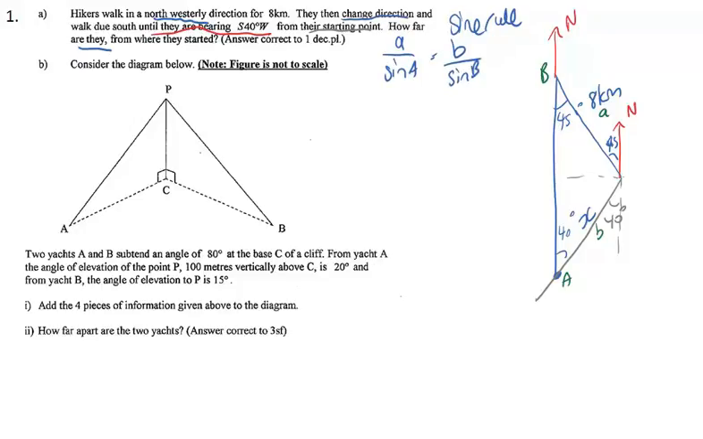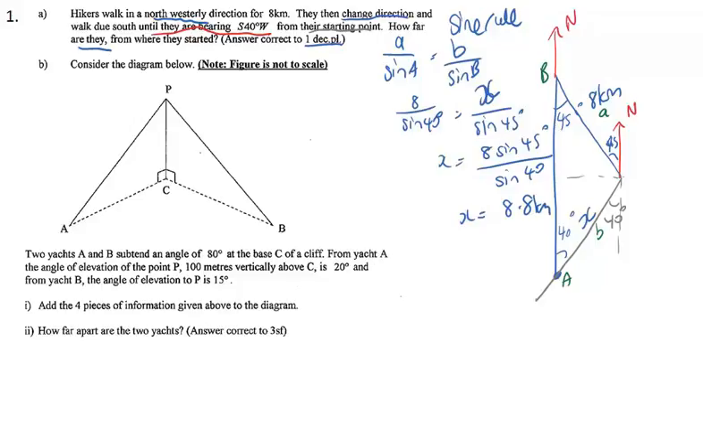So here 8 divided by sine 40 is equal to our x divided by sine 45. Rearranging, x is equal to 8 sine 45 divided by sine of 40 degrees. Into the calculator, and we should get, correct to one decimal place, 8.8 kilometres.